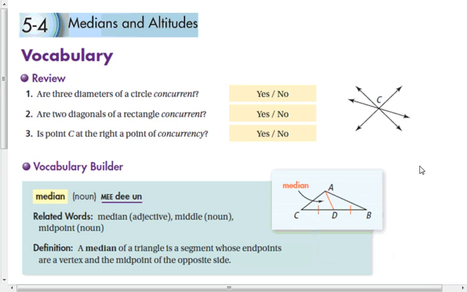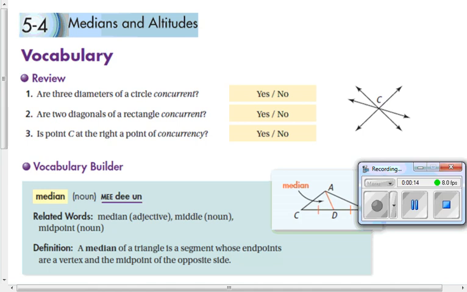Hey students, this is lesson 5.4, medians and altitudes. We're going to learn how to identify the properties of medians and altitudes of triangles. Go ahead and do the review here, some important definitions. I'll check back with you.